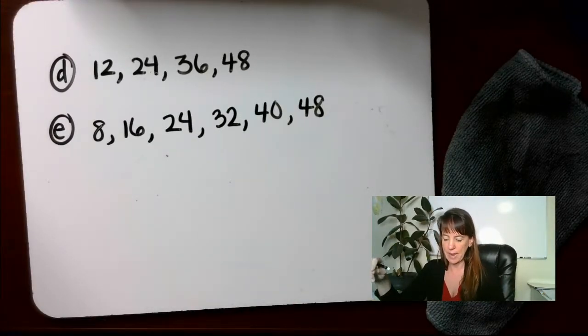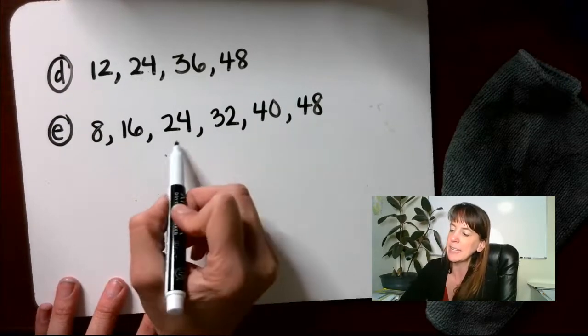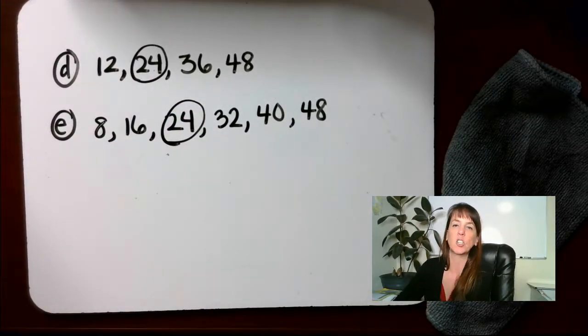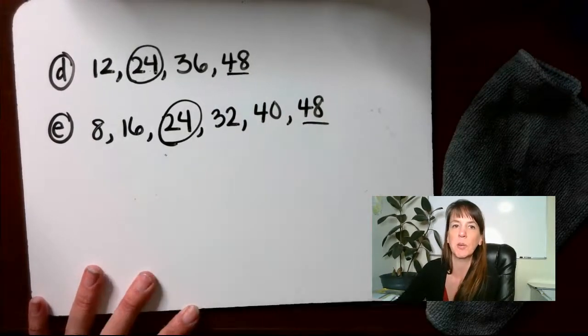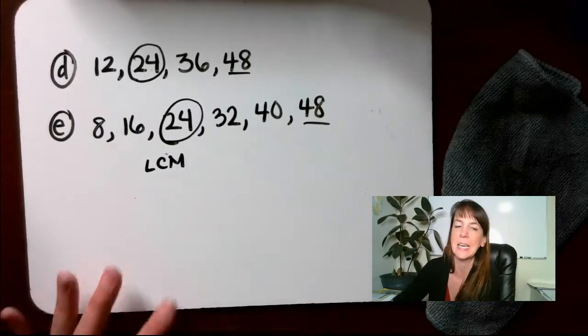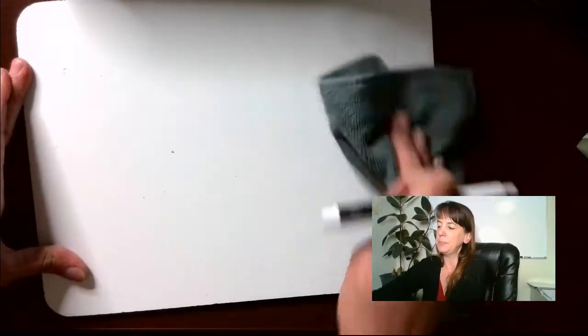All right, so for F, what number is both the third multiple of 8 and the second multiple of 12? The third multiple of 8 is 24, and it's the second multiple of 12. That means it's their least common multiple. They also have 48 in common, but you want the least common one. You may see that referenced as LCM, least common multiple.